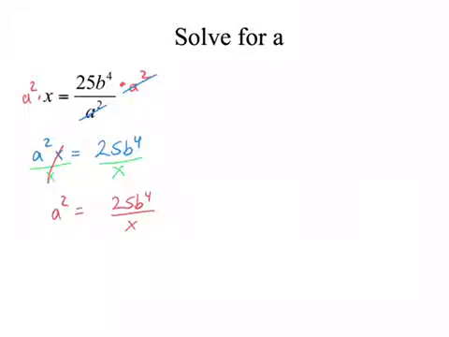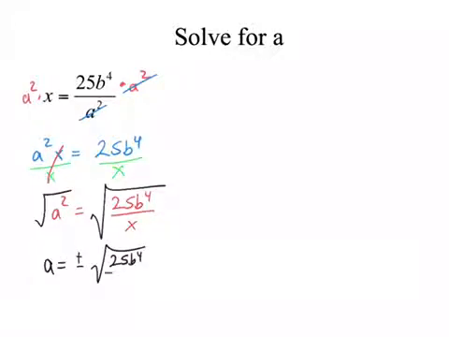Now, I got to get rid of that squared. To get rid of a squared, don't you square root both sides? So I'm going to square root both sides. That gives me a equals, don't forget the plus or minus, positive, negative, square root of 25b to the fourth over x. So that right there is an answer.